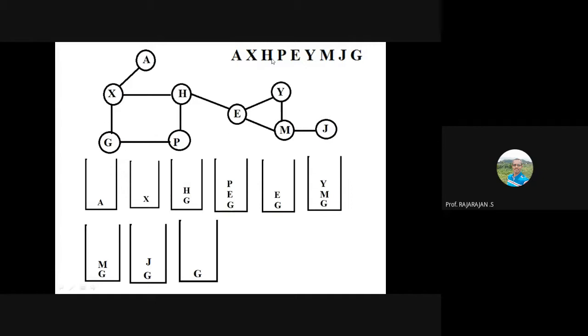It's marked as visited and printed, and then P, which is adjacent to H, and I mean E and P, these two are inserted into the stack, and it continues. So this process simply continues until the stack becomes empty and all the vertices are visited.